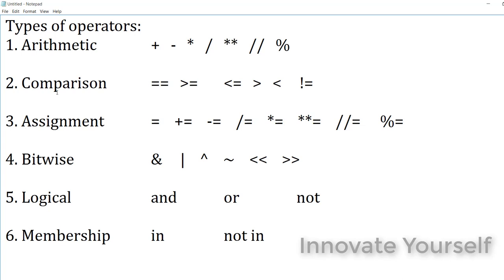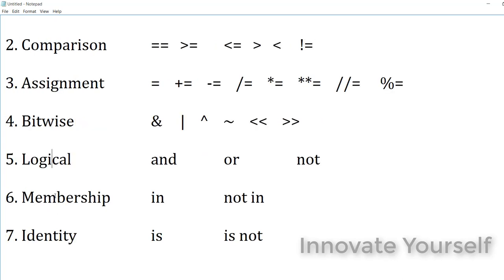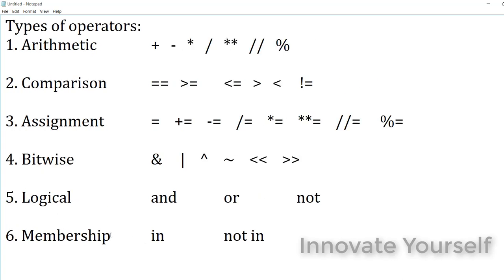Generally, there are seven types of operators available in Python. The first one is arithmetic, second comparison, third assignment, fourth bitwise, fifth logical, sixth membership, and the last is identity operators. Now, let's discuss each of them, how it works and how we can use it in a program. So the first one is arithmetic operators.